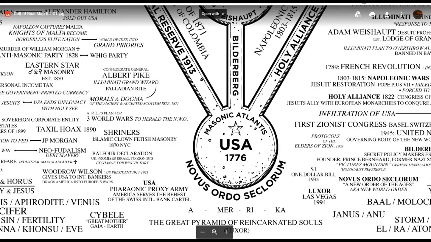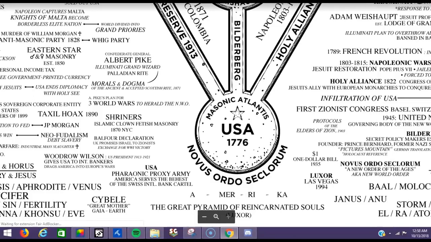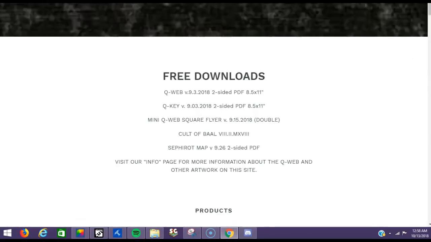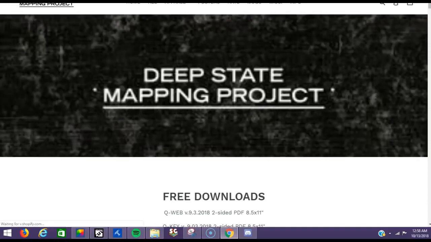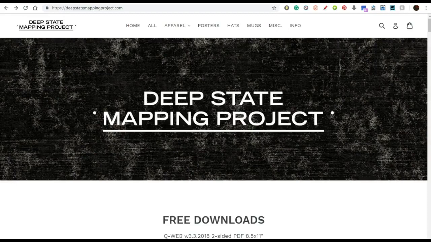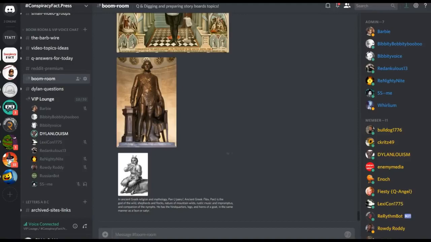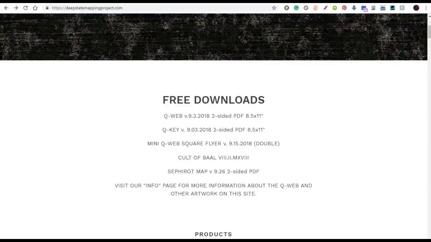I just released, actually yesterday, the Cult of Baal poster. So that's really exciting. I think a lot of people are anticipating it because some people had heard me on Leak Project talk about it, and people have seen the Sephiroth map since April. And so now I have posters for the Cult of Baal and for the Sephiroth, and they both look pretty badass. The Cult of Baal map is definitely intended as a poster because the font is so small, even smaller than the QWeb, that I always intended it to be a 36 by 24 poster. That's the way it's intended to be read.